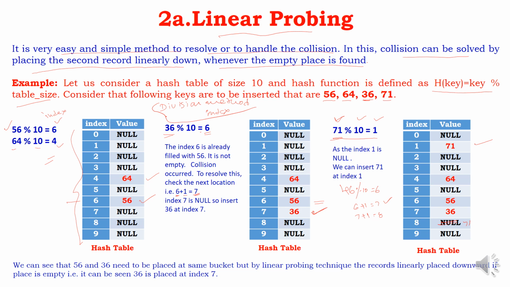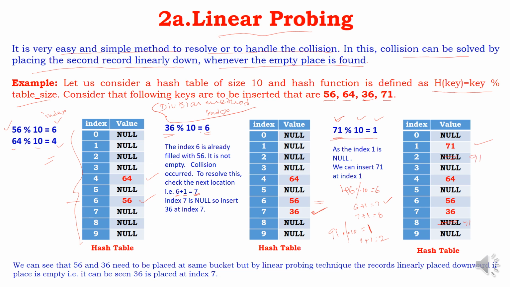Suppose you wanted to store 91. Find the index: 91 percentage 10. You'll get 1. So 1 is the index where 91 is to be stored. Check 1. It is already filled. Collision occurred. So when a collision occurs, using linear probing we store the element in the next possible location. So 1 plus 1, 2. Is there a possibility of storing 91 in position 2? Yes, 2 is vacant. Null is there. So in position 2, you can place 91.